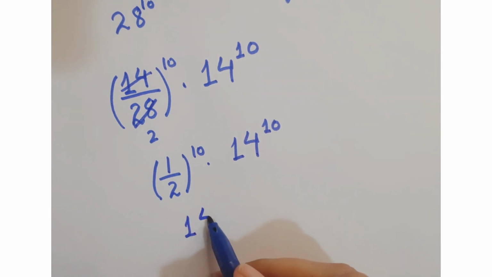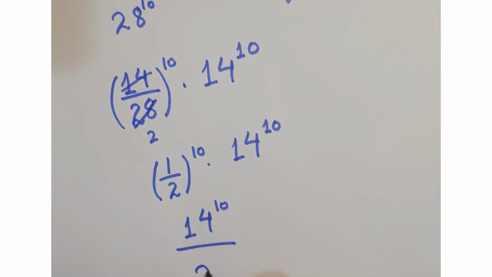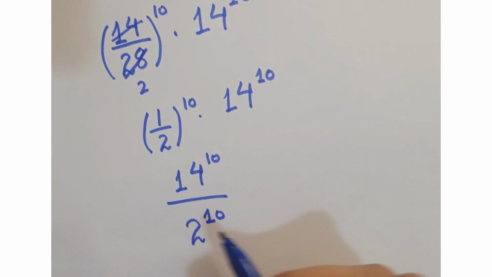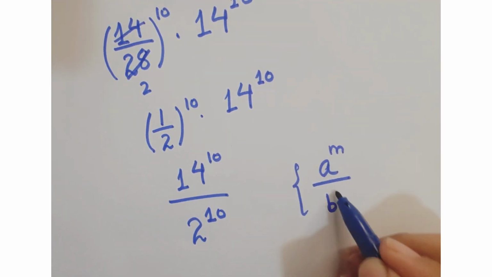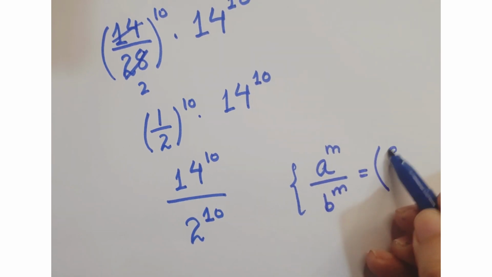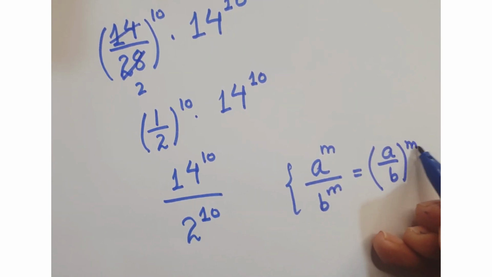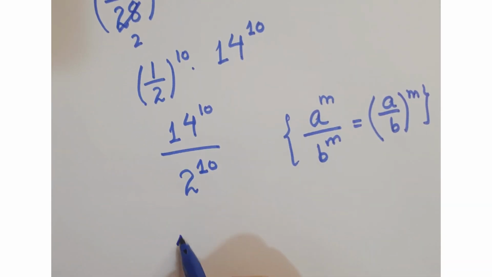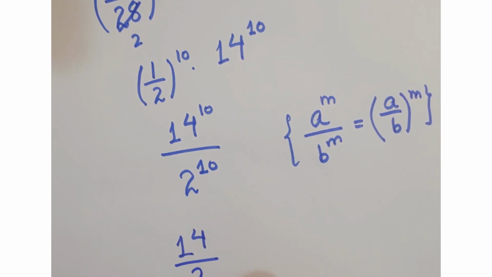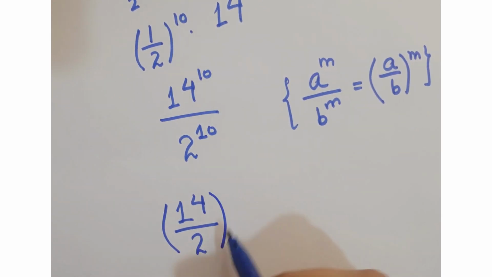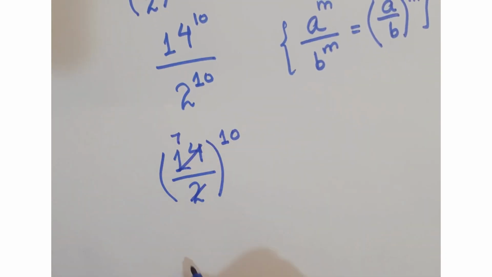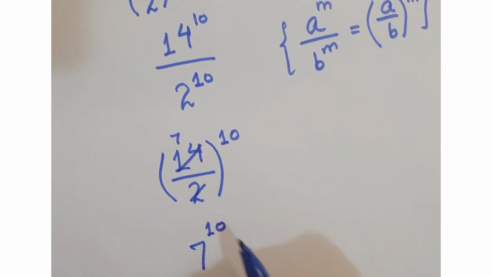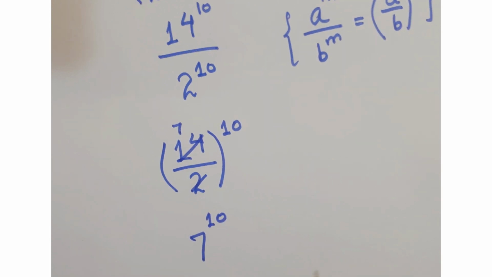Further, you can write it as 14 to the power 10 upon 2 to the power 10. Now, as you know that a to the power m upon b to the power m can be written as a upon b whole to the power m. So you can write this in a single bracket, that is 14 upon 2 whole to the power 10. Now this 2 and this 14 get cancelled, so you get 7 to the power 10, and this is our required answer.